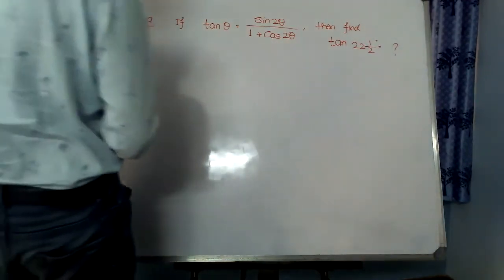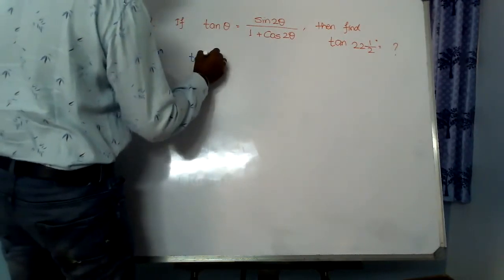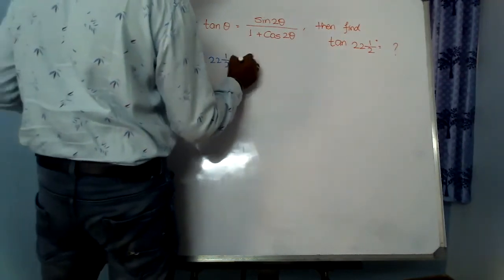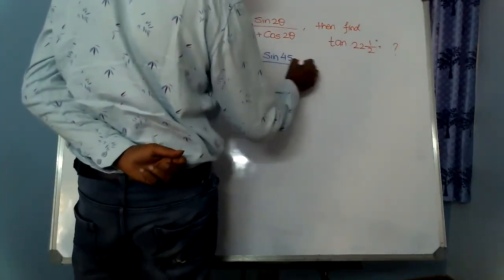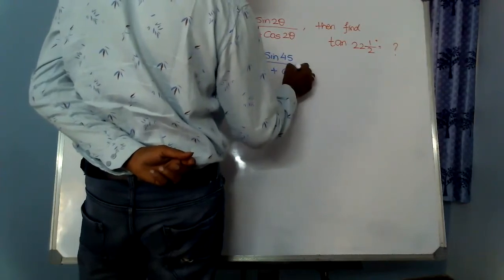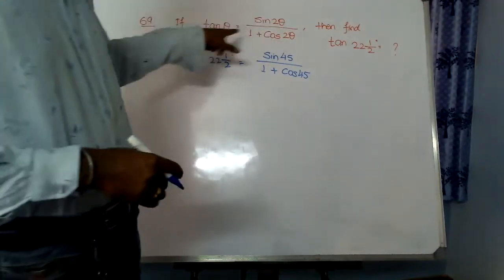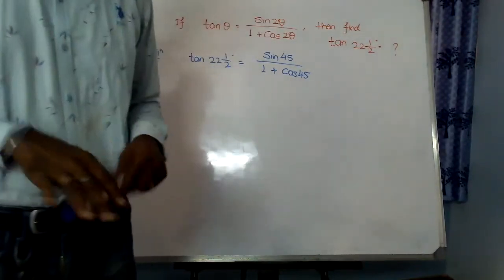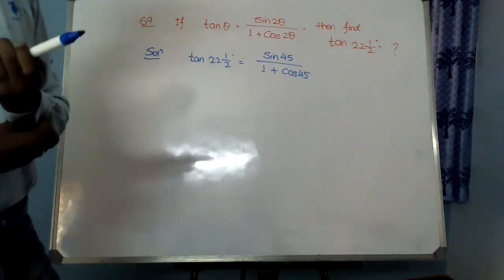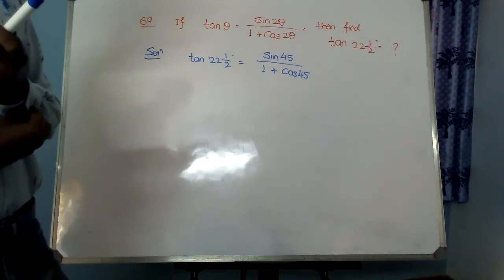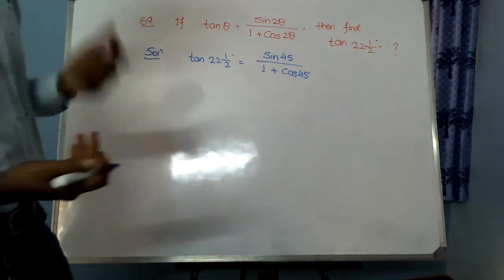So you know everything in this. What you have to do is, in place of theta, put 22 and a half. So tan 22 and a half will be equal to sine 2 theta. Double of 22 and a half is what? 45. Sine 45 over 1 plus cos 45. How I have written 45 is, it's 2 theta. If theta is 22 and a half, 2 theta will be 2 into 22 and a half, which is 45 degrees, right? The only thing now is to substitute the values, do the simplification, and you will arrive at your answer.